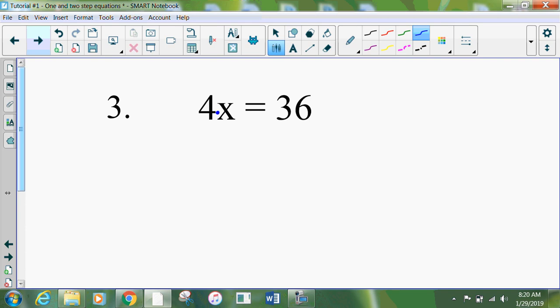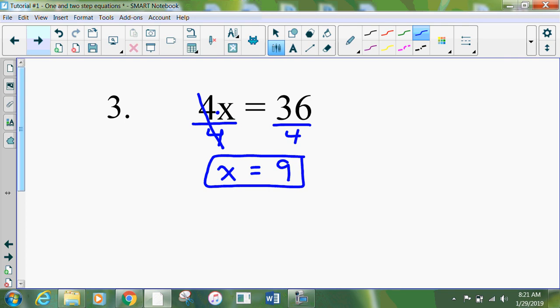Now, this time we can't subtract a 4, because that's not going to undo multiplication. So we're going to undo this multiplication by doing the opposite. And the opposite of multiplication is division. So when we go ahead and divide by 4, does this make sense? 4 divided by 4 is 1, right? And 1x is just x, just like 1 apple is just an apple. But once again, whatever we do to one side, we have to do the other side. 36 divided by 4 is 9.